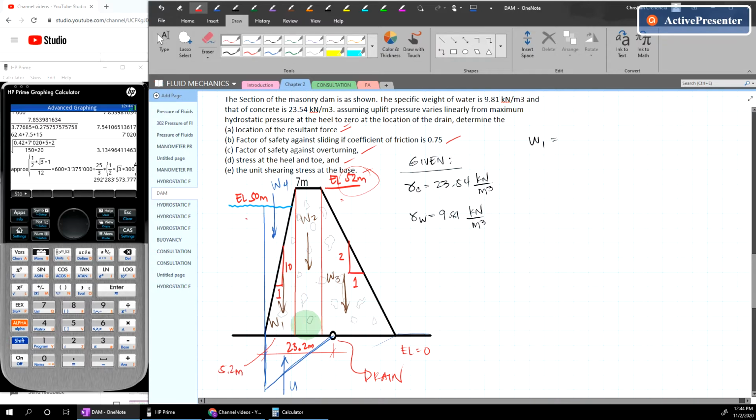Then this is of course 7, and dito naman sa baba, yung base nitong triangle na to, 1:2 yung ratio. So kung yung height is 52, kalahati yung base. So that is 26 meters.